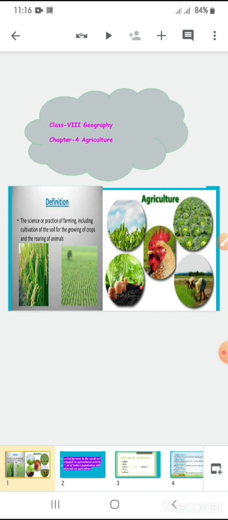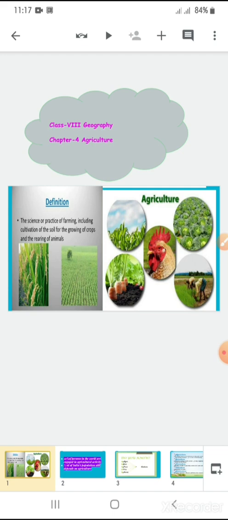Chapter number 4, Agriculture. So, children, before moving ahead with the studies, I would like to welcome my children back to my class. Children, I hope you have given the exams with sincerity and with full hard work. So, children, hope you come out with flying colors and good marks. So, let's move ahead. Okay, children, let's start.